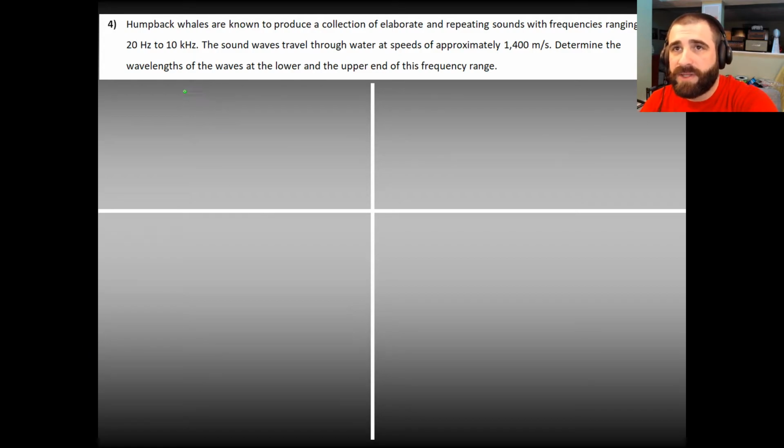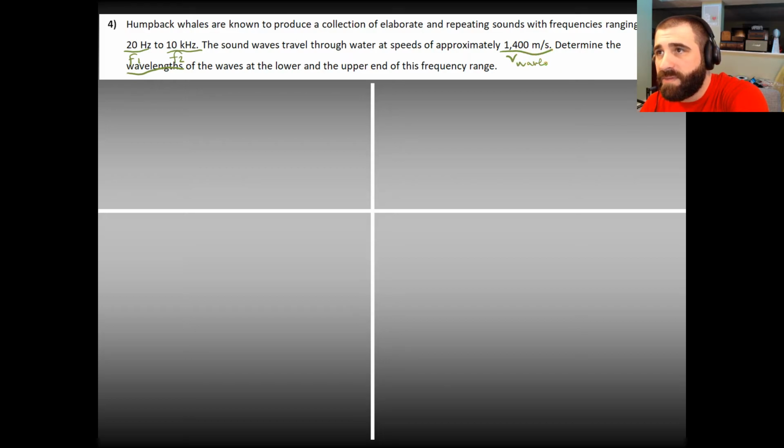Okay, so wavelengths. So we want, at the lower and upper range, frequency 1 and frequency 2. All right, so we got F1 and we got F sub 2. And they want us to solve for the wavelengths, right? So, okay, this is the wave speed here.